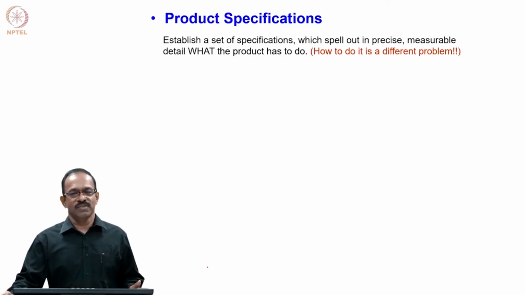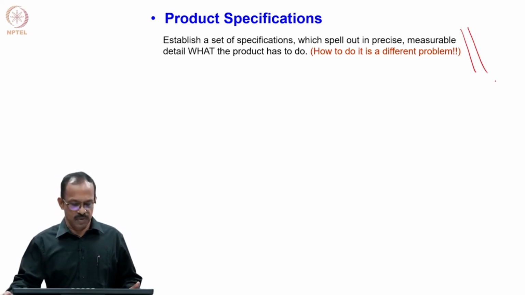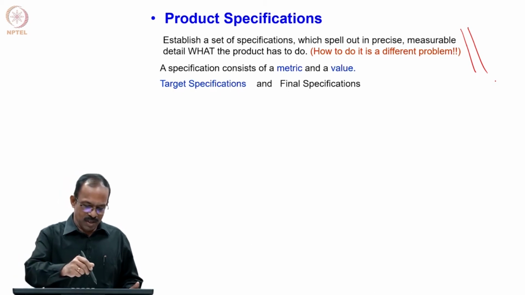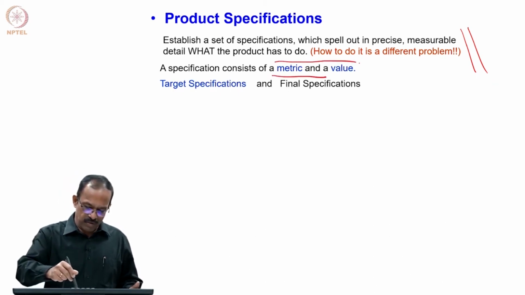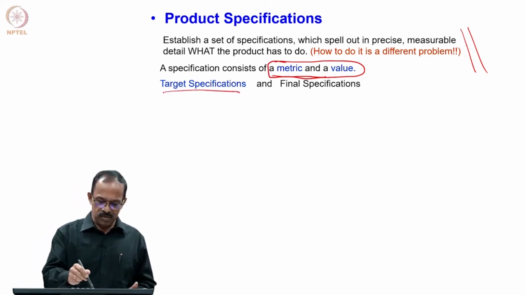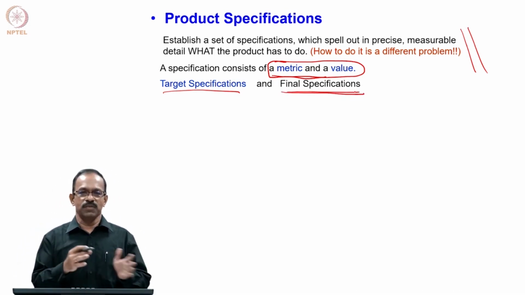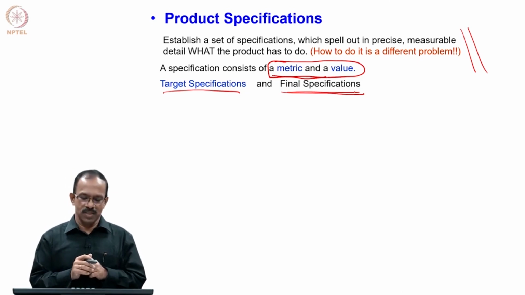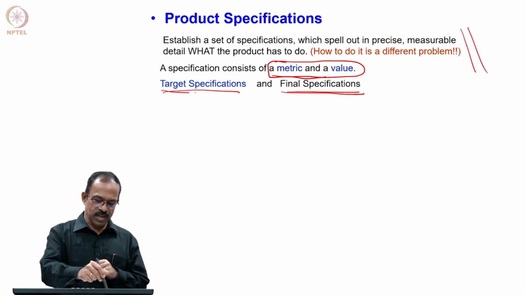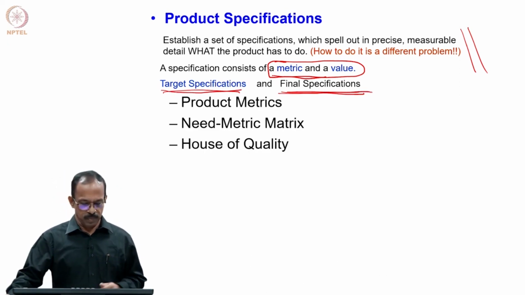And then, based on the subjective needs of the customer, we tried to convert them into objective design specifications, and that is where we talked about the development of specifications. We talked about the specification metric and the value. Every specification will have a metric and a value, and we have a target specification and a final specification. Based on the compromise we need to make between various parameters, we initially get a target specification and finally we get a final specification for the product.